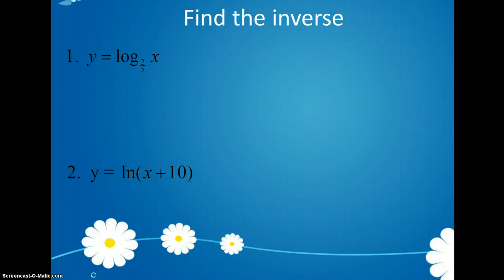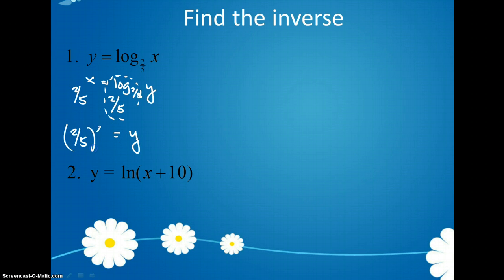Find the inverse of each equation. What do we do first? First we swap the x and the y. Now I have x equals log base 2/5 of y. What you're really doing is exponentiating, and we'll talk more about the why of this next chapter. So this is now the base, and on the right side these cancel out, so all I have is y is equal to 2/5 to the x power.